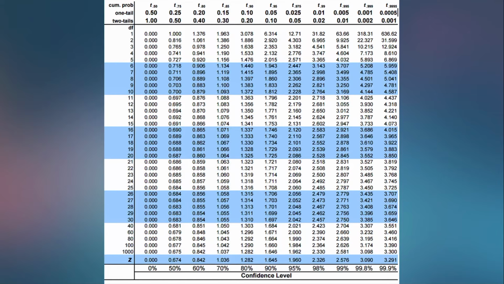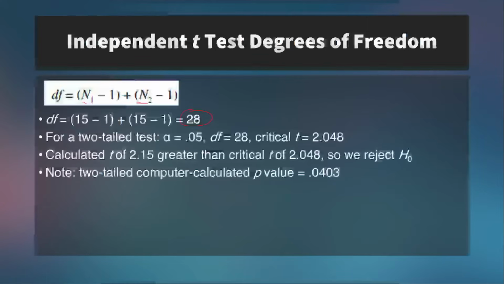So let's take a look at the critical t-value at 28 degrees of freedom for 0.05 alpha level, and that's going to be 2.048. So let's see if we met that. Our calculated t was 2.15, and this is in fact greater than 2.048, so we actually reject the null hypothesis. So because we rejected the null hypothesis that there's no difference between groups and accepted the alternative that there was a difference between groups, does this mean that the new treatment caused less ankle swelling?